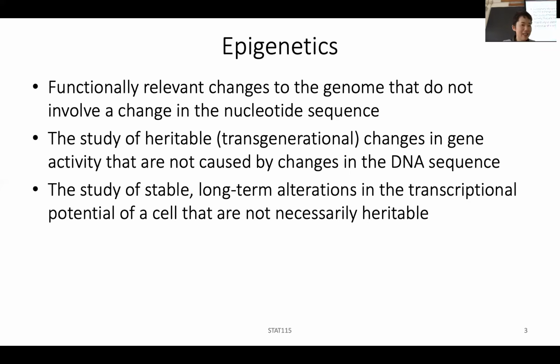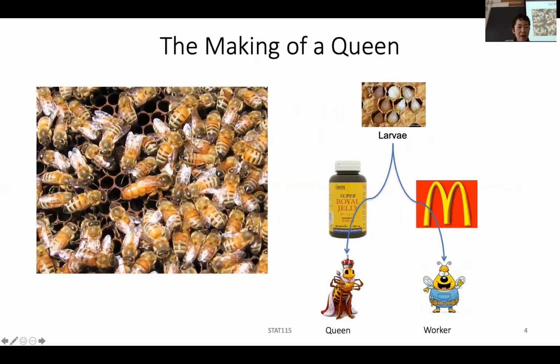It's not changes in the DNA sequence of the sperm or the egg, but somehow there is a transgenerational difference. And so people are now also thinking about the study of stable long-term alterations in the transcriptional potential of a cell that are not necessarily heritable. So, a few interesting phenomena of epigenetics.